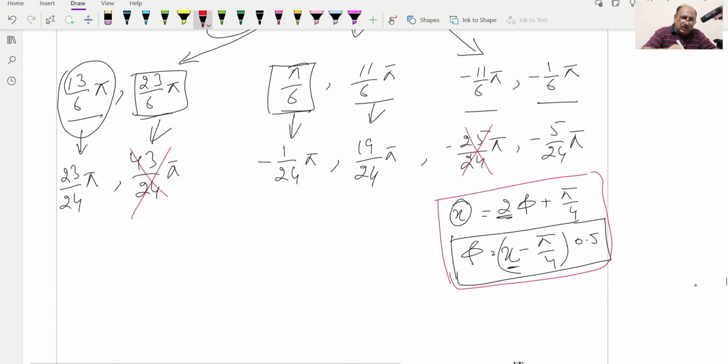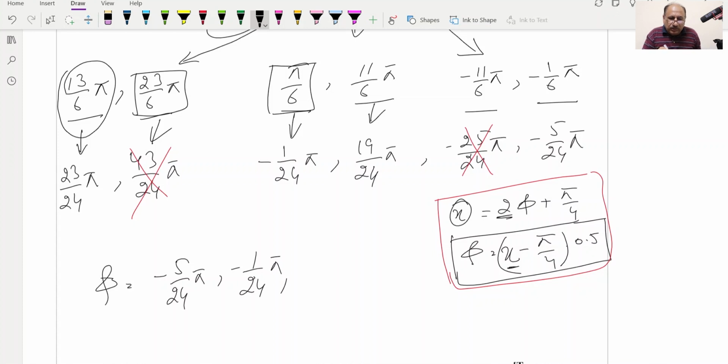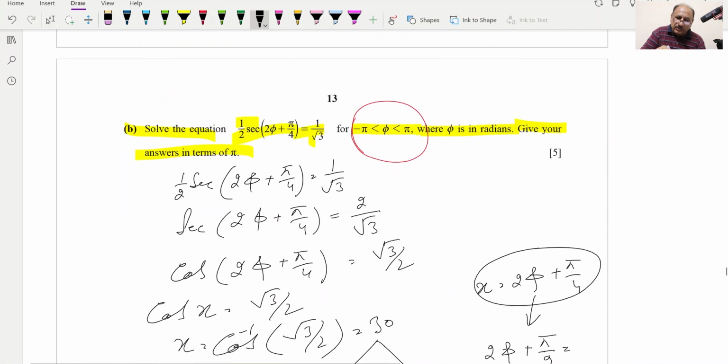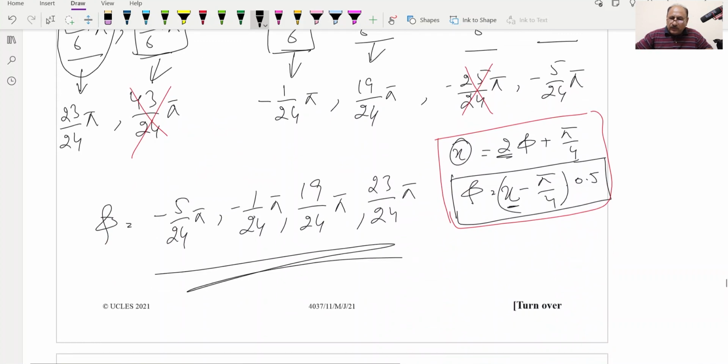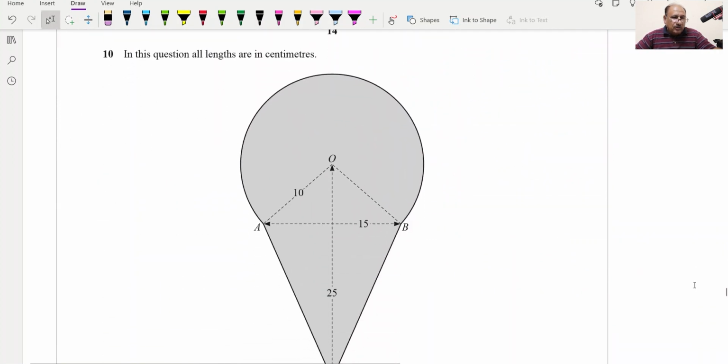The values which are within the range, we can write those values. Y is equal to minus 5 by 24 pi, and then minus 1 over 24 pi, and third value we can write as 19 over 24 pi, and the fourth value will be 23 over 24 pi. All these values are within minus pi to pi. So within the range which they have mentioned, the out of range values we have rejected. So this is basically our final answer. Hopefully you understood this. Now question number 10.